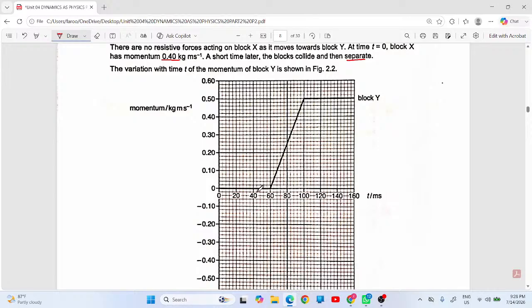So initially, up to 60 milliseconds, the momentum is zero. And then at 60 milliseconds, they collide with block X. There is a sudden change in momentum. And then the momentum becomes constant. So it means they start moving with a constant velocity.